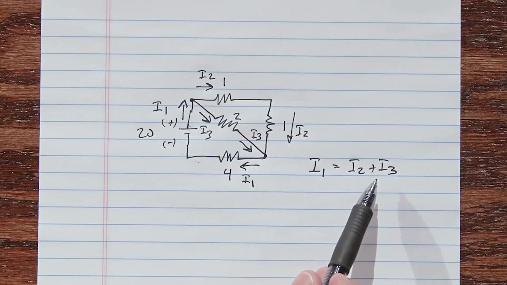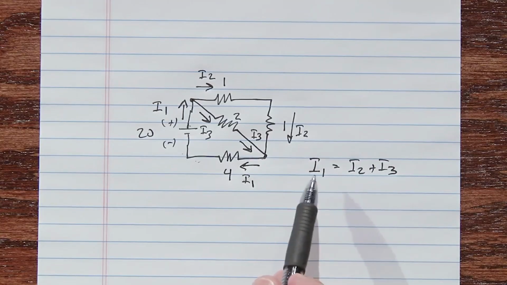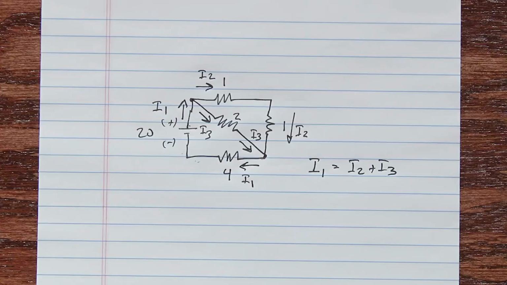I1 equals I2 plus I3, or I2 plus I3 equals I1. Okay, so that's one equation with our three unknowns. We'll need two more equations.